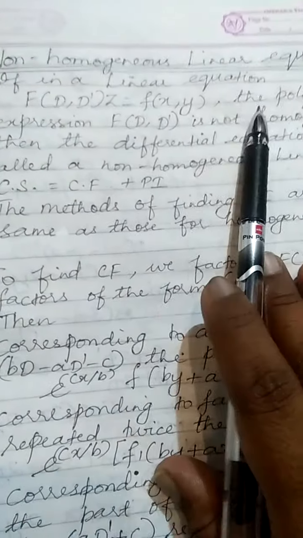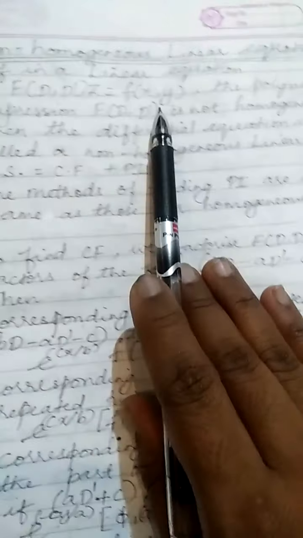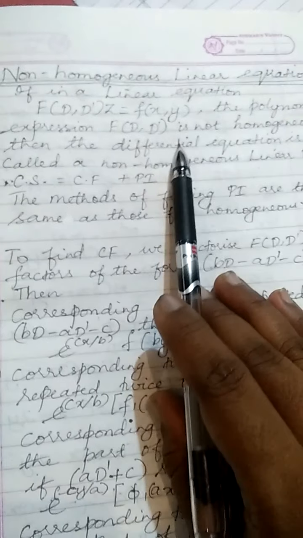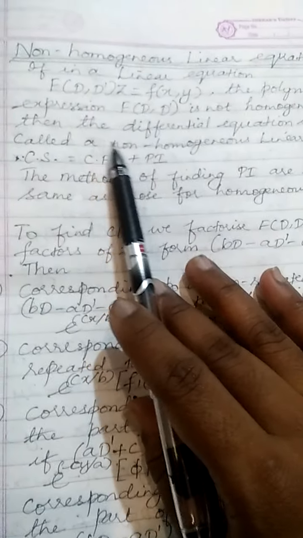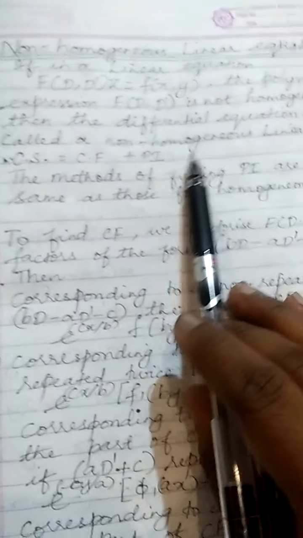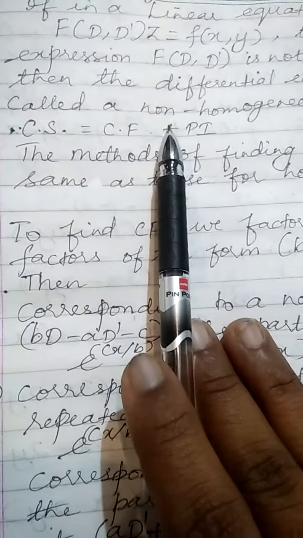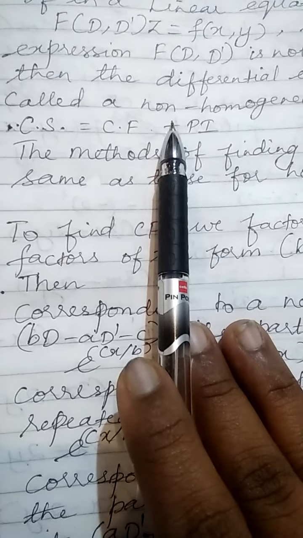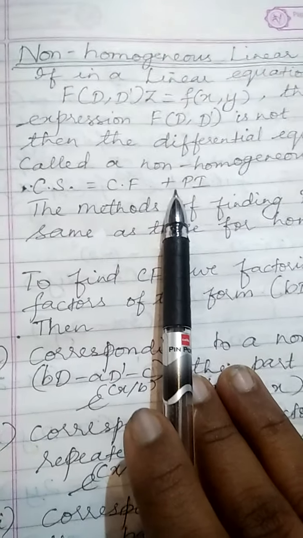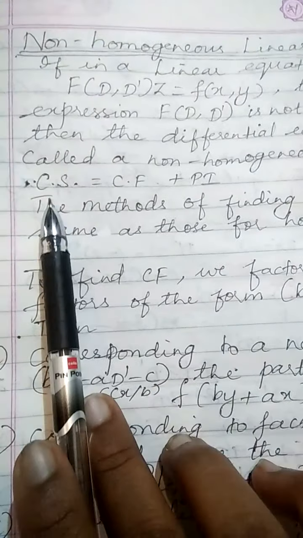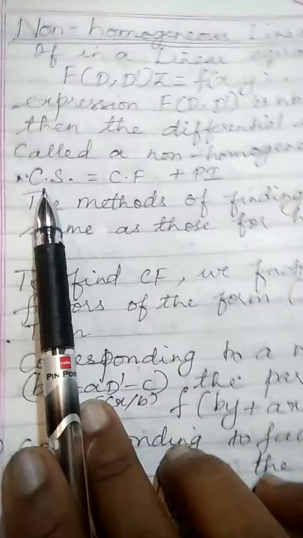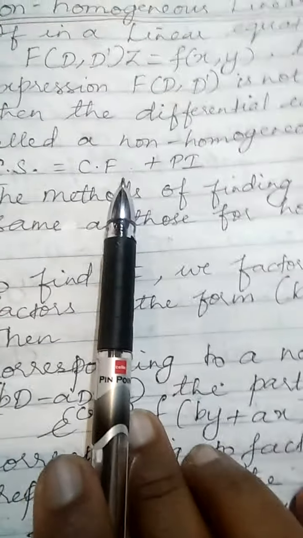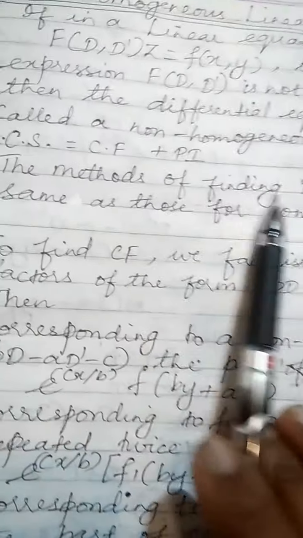Non-homogeneous linear equations. If in a linear equation f(D, D') z = f(x, y), the polynomial expression is not homogeneous, then the differential equation is called a non-homogeneous linear partial differential equation. That is, the order of the derivatives varies in a non-homogeneous linear partial differential equation. Its solution can be found by using complete solution equals complementary function plus particular integral.